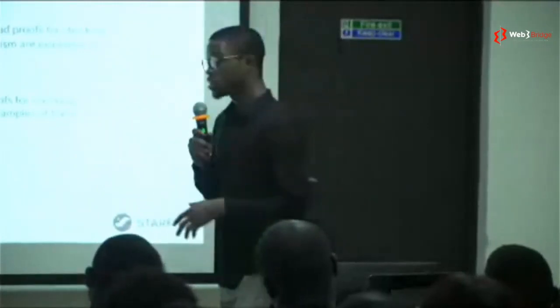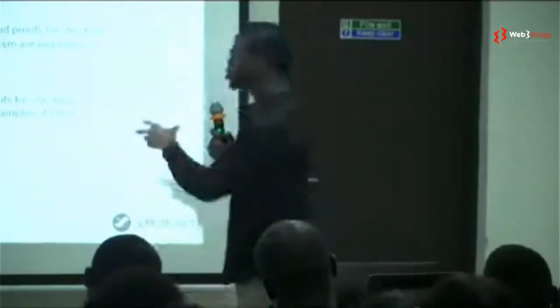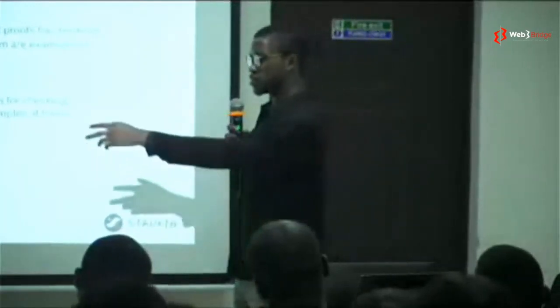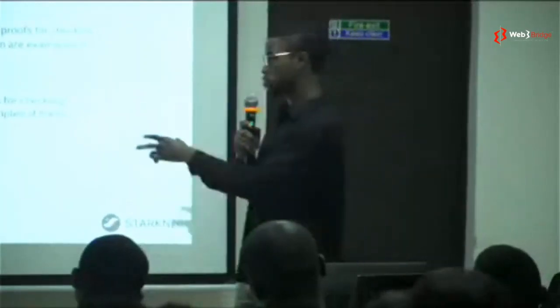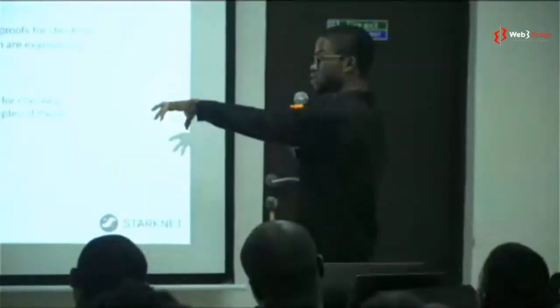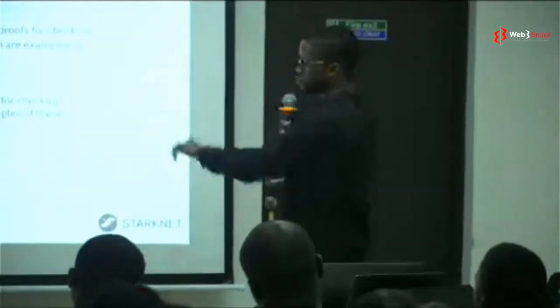And then ZK rollups use cryptographic proofs. There are different kinds of cryptographic proofs, but most ZK rollups use zero knowledge proofs, right? And our earlier speaker talked about ZKPs, so that's what it's all about. So what we're talking about today is Starknet, and Starknet is a type of ZK rollup.